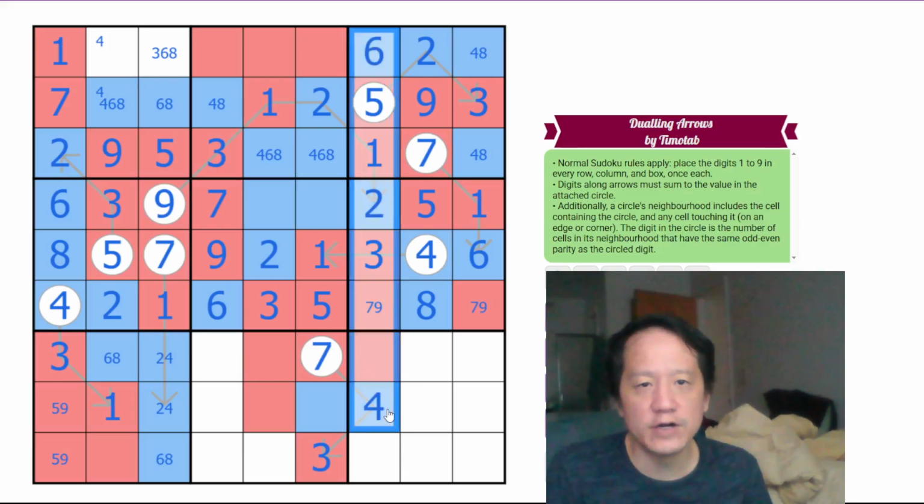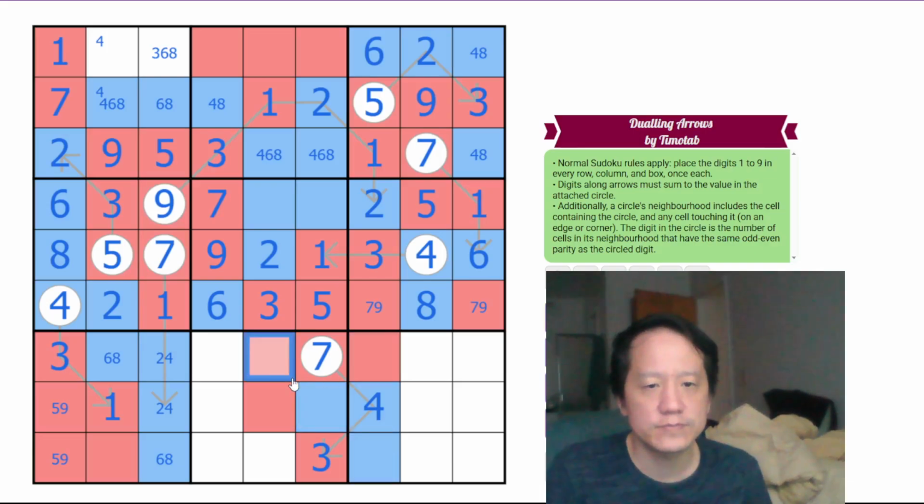We have 5 odd digits in column 7, so the last digit is even. This must also be an 8. This 4 eliminates 4 here, so this is 2 and 4. That leaves this as 6 or 8. This is 4, 8. We have 4, 8 here.